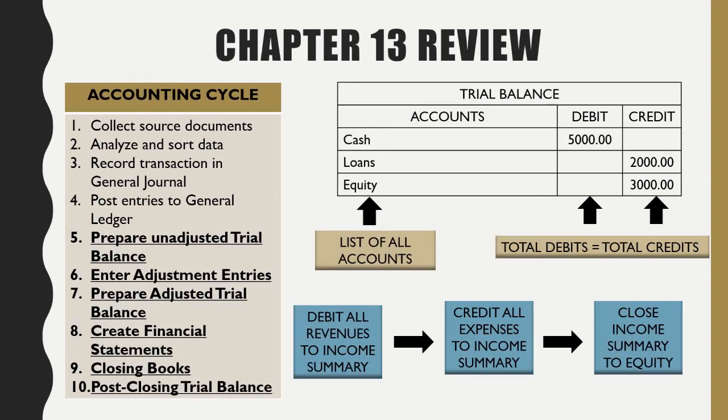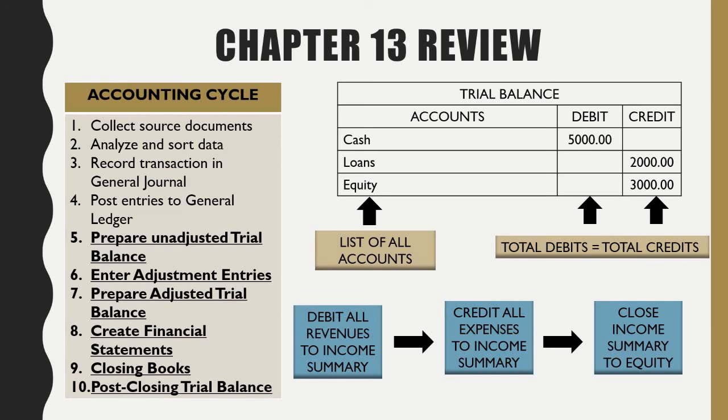All right? So here's a little review. We've already learned the first 4 steps so far. We've learned how to post to the journal. We learned how to post it to the general ledger. Now, when we complete our unadjusted trial balance, that's where we're going to start going through the rest of the accounting cycle. And this order is pertinent, okay? You need to keep them in order.